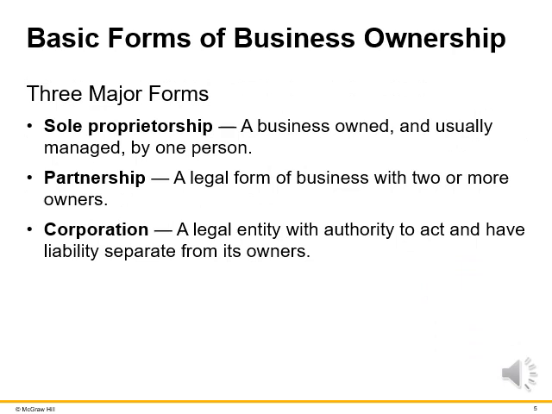Let's talk about the basic forms of ownership. There's the sole proprietorship, which is a business that's owned by one person. Partnerships, it's also a legal form of business that has 2 or more owners. And then there's a corporation, a legal entity with the authority to act and have liability that's separate from owners. So it's important to keep in mind that 400,000 businesses are started each year, and they could be in the form of any one of these major types of ownership.